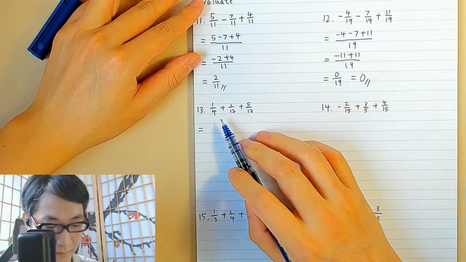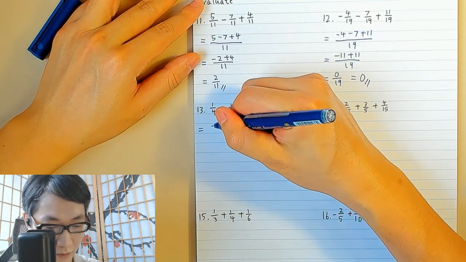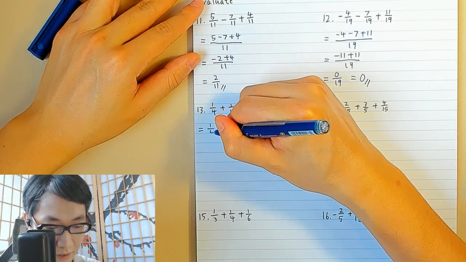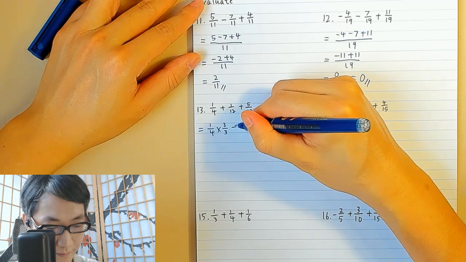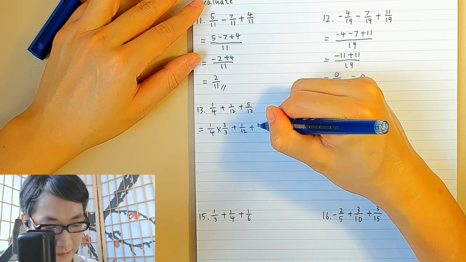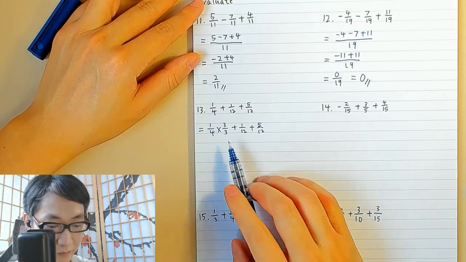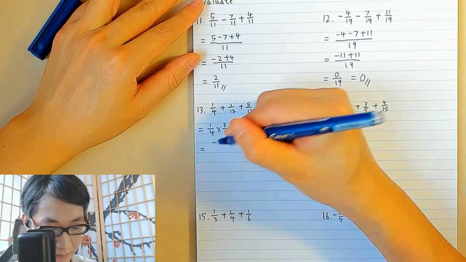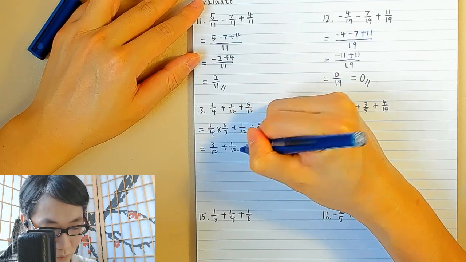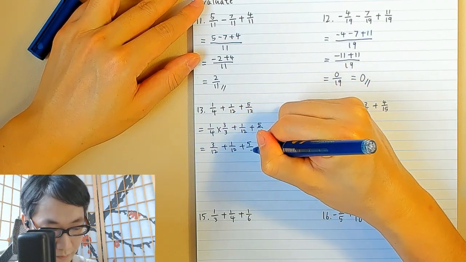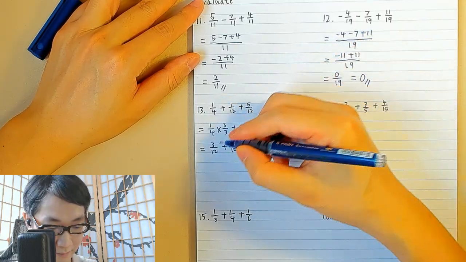To turn 4 into 12, we have to multiply by 3. So multiply both the numerator and denominator by 3. And then copy the rest. We have to do multiplication first. So 3 over 12, 1 over 12, 5 over 12. Now they're on the same pizza.